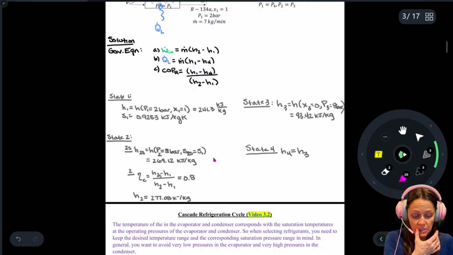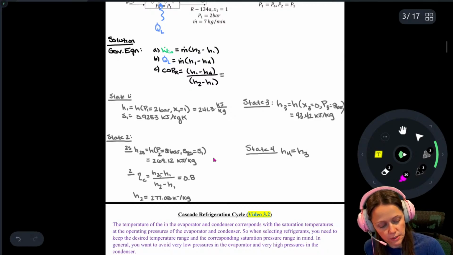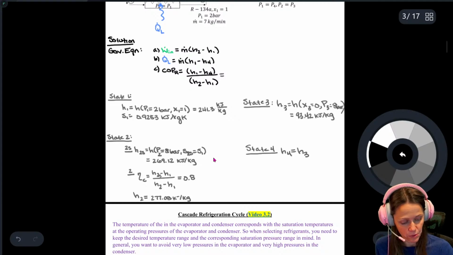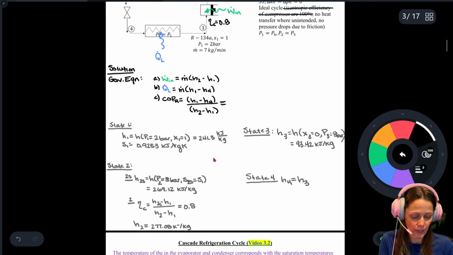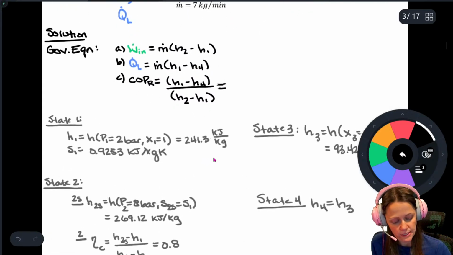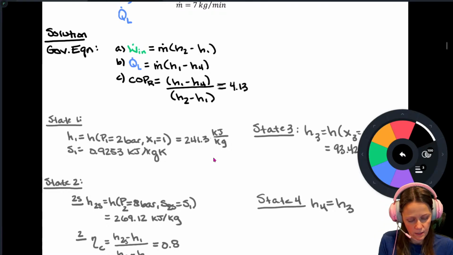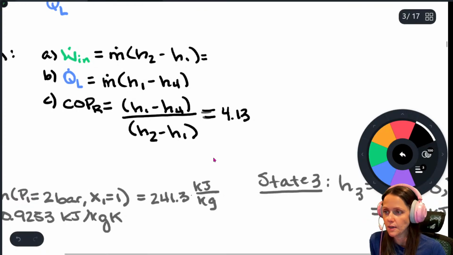So at this point, the only other thing to do is the coefficient of performance. You're not going to need any unit conversions whatsoever because those units are just going to work out. But go ahead and plug this in. So this ends up being 4.13. Your W dot N, as well, throw some numbers in here.